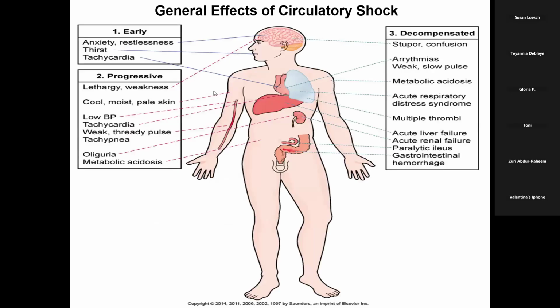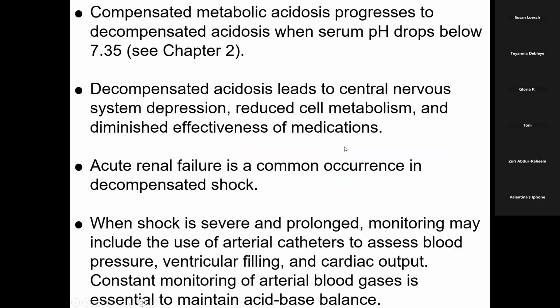All right, so I would pay close attention to this slide here. All right, early signs, progressive signs, and then your final sign here, they're going to end up in MODS, okay? Multiple organ failure. So this is just kind of telling you what happens, when that happens. And these are from the what you think questions in your book.